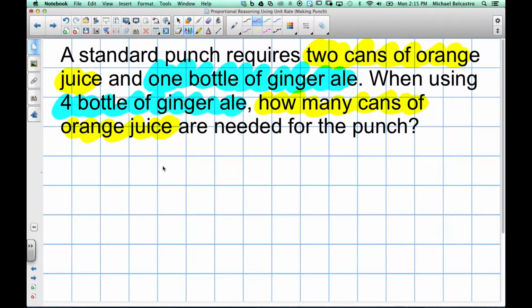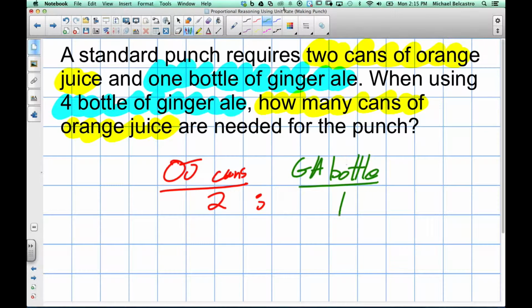Let's set up our categories. OJ cans. We know that if we need 2 OJ cans to build punch, we'll also need a bottle of ginger ale in that relationship. Since this is a direct variation type question, and I'm going to use algebra to solve it, we need to build an equation. Okay? And our equation is going to be built off of this.